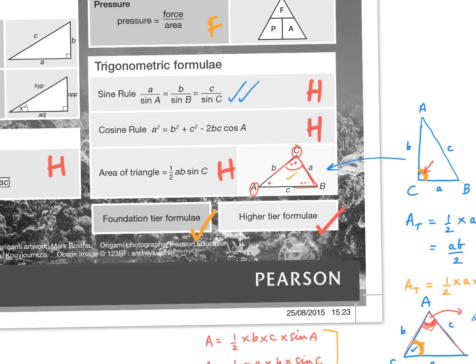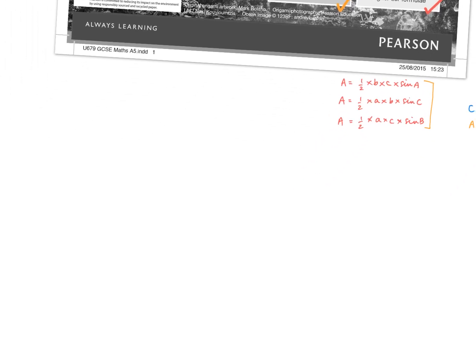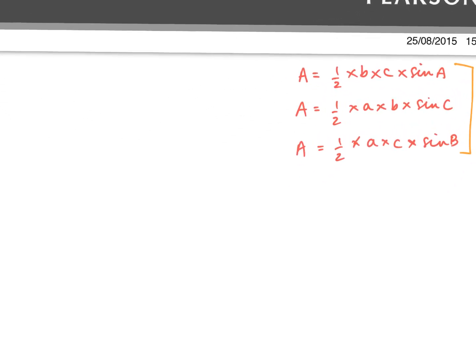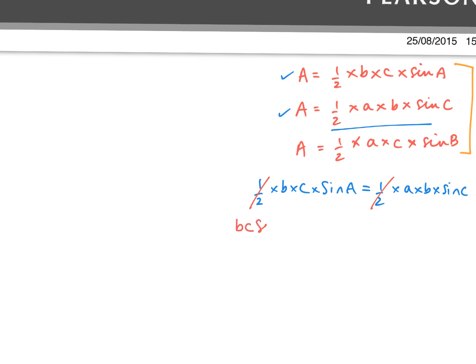Now, how can that work? Well, if we know all those areas are the same, then we can just choose two of them, let's just choose these two, and put them equal to each other. So we can say a half times B times C times the sine of A is the same as this one, a half times A times B times the sine of C. Well, if we double both sides, we would be left with BC sine A equals AB sine C.